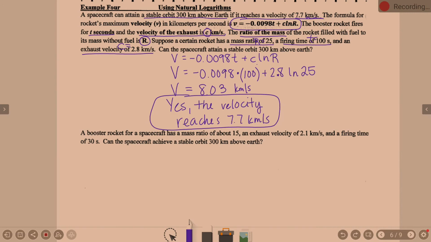I'll let you do part B if you want. Notice it's asking the same question, isn't it? It says a booster rocket. It gives a mass ratio, an exhaust velocity, a firing time, and it wants to know if it can achieve a stable orbit. So you're doing the same process. I'll write down the final information here in case you want it. And your homework to get working on is lesson 7.6 in Math Excel.